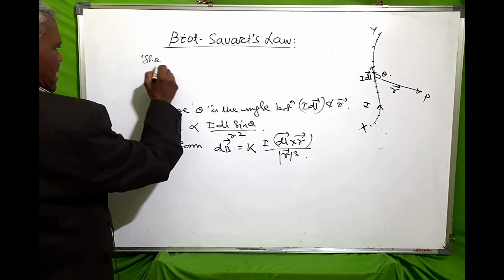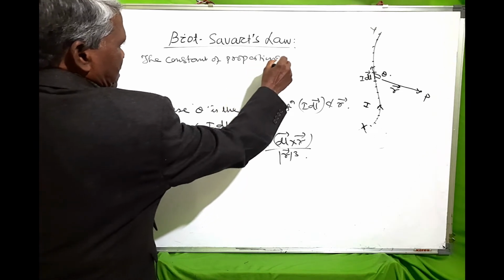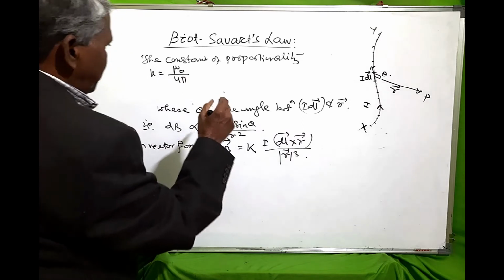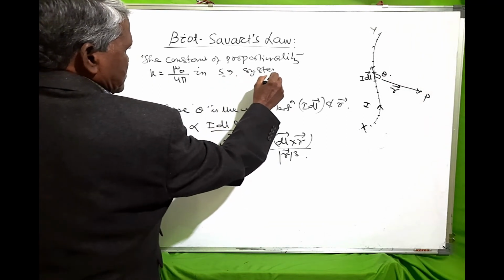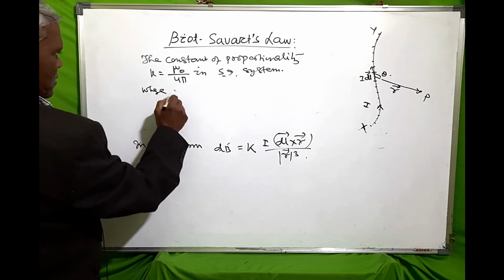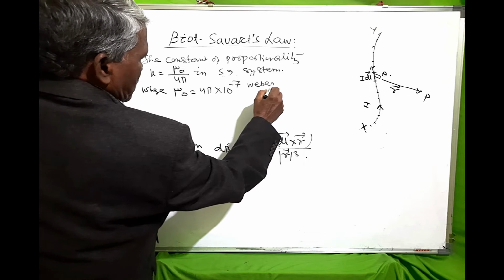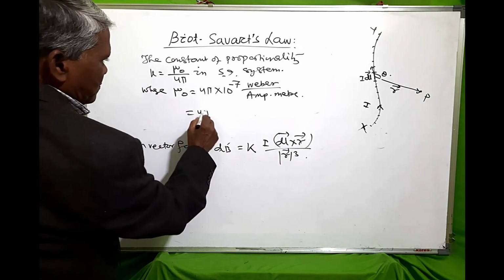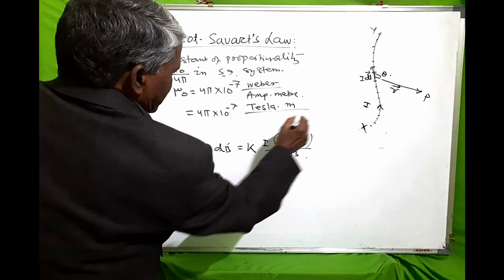The constant of proportionality k is mu 0 by 4 pi in SI system, where mu 0 is equal to 4 pi into 10 to the power minus 7 Weber per ampere meter, or it is also 4 pi into 10 to the power minus 7 Tesla meter by ampere.